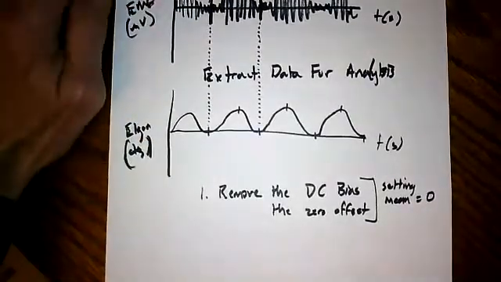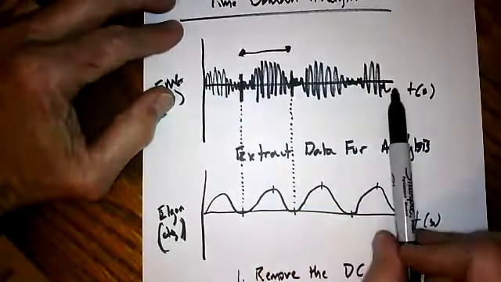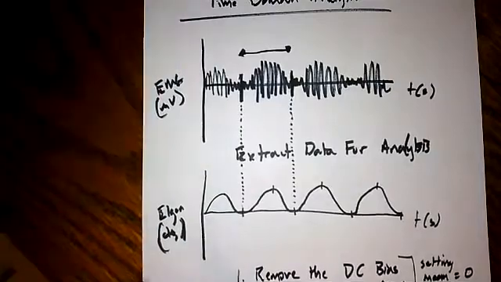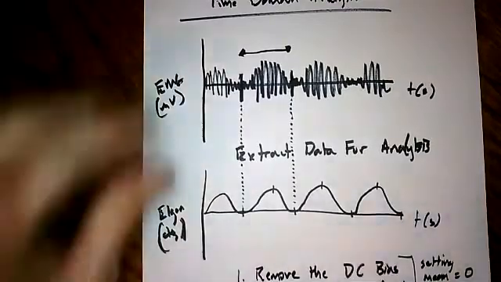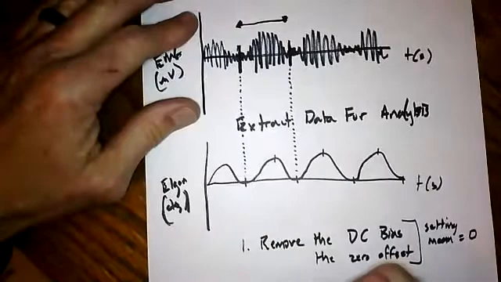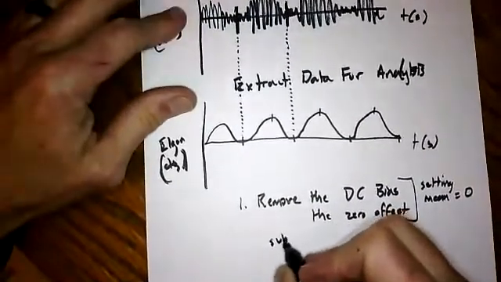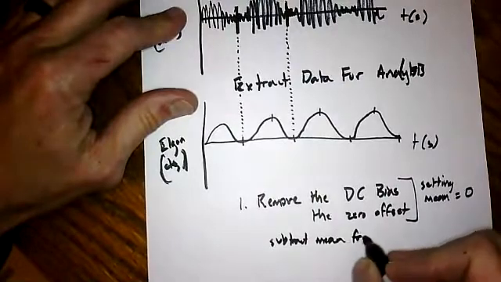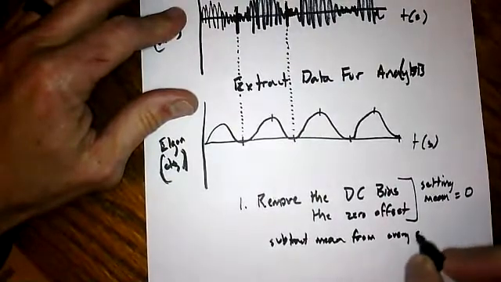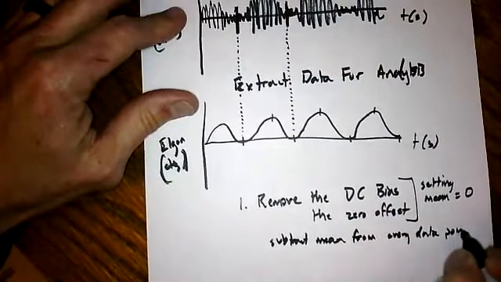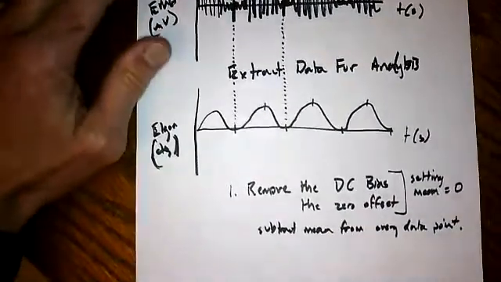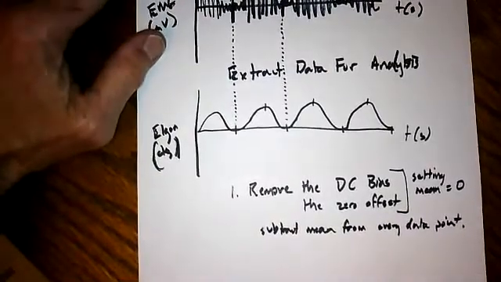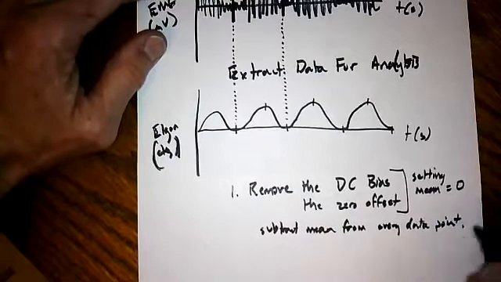Okay, so how do you do that mathematically? You calculate the mean of the entire data set and then you subtract that mean from every data point and you'll get really close to zero, okay? So subtract the mean from every data point. Okay. And then you end up with a mean of zero, or it's pretty close to zero at that point. That's how you remove the DC bias.